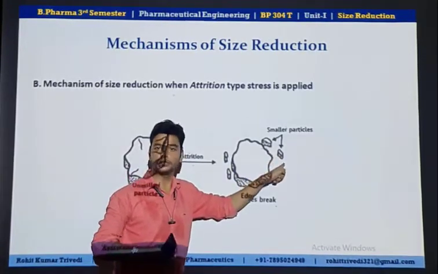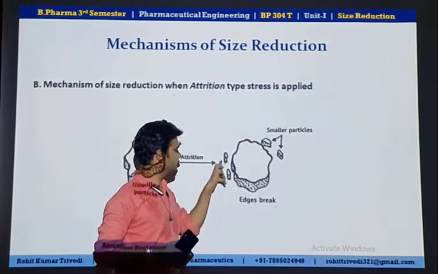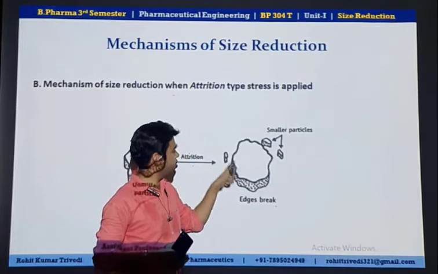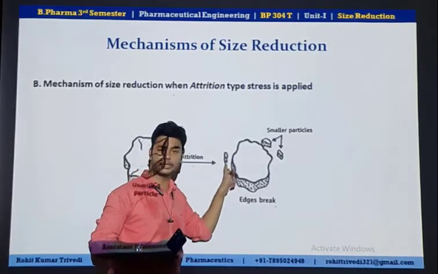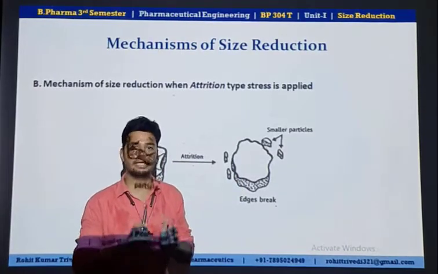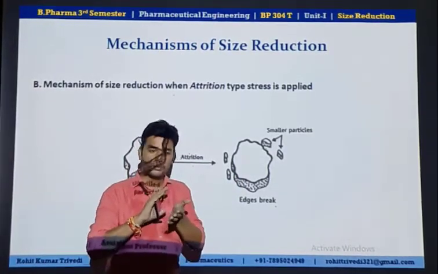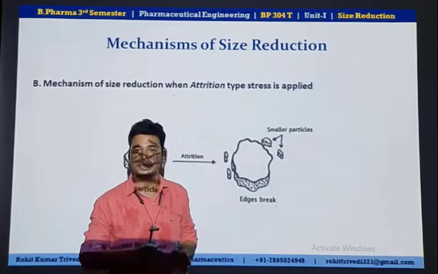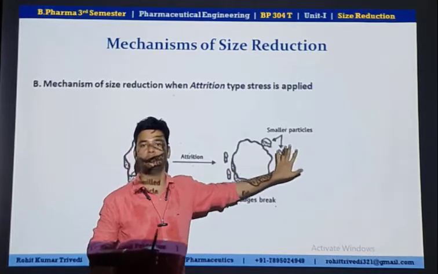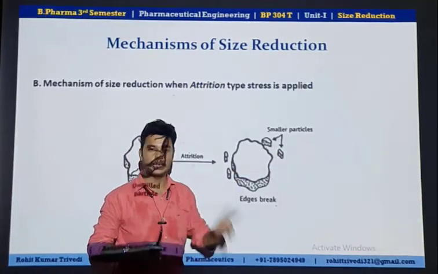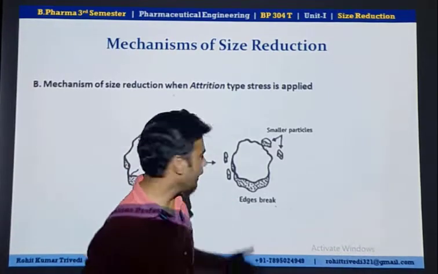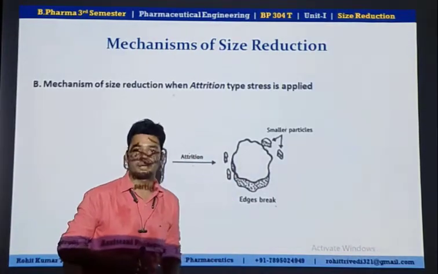These are the small particles you can observe in this figure. Means during the process of attrition, the particles that are on the surface will leave the surface due to the friction kind of force. There are two surfaces that move in opposite directions to each other, due to which a friction or attrition force is applied, and the particles are removed from the surface only. These are the two major mechanisms using which we are converting a larger particle into a smaller particle.